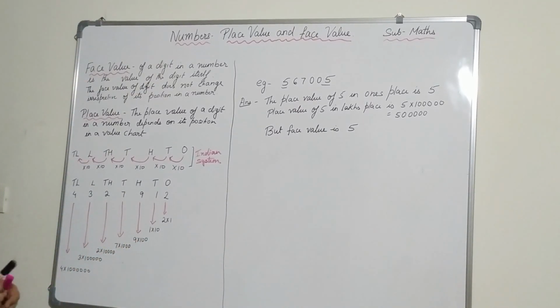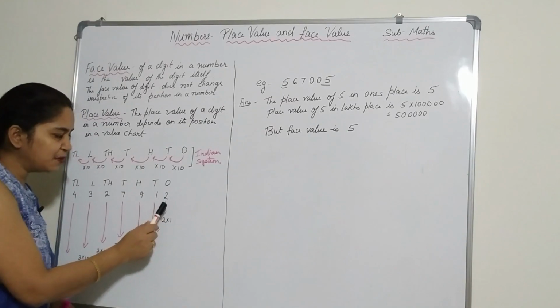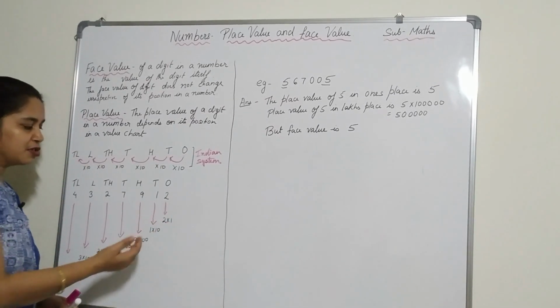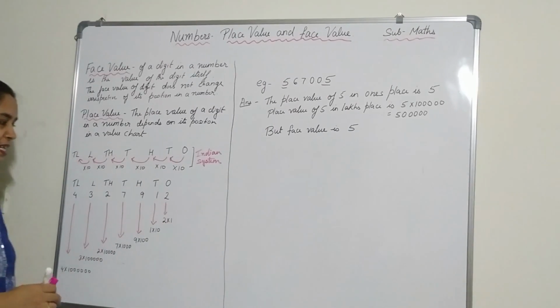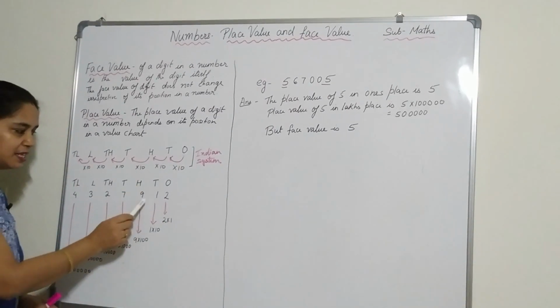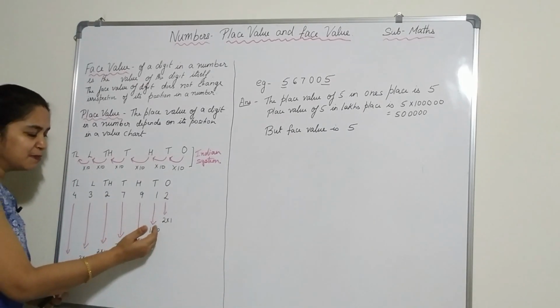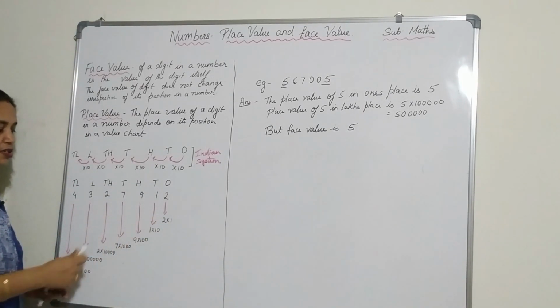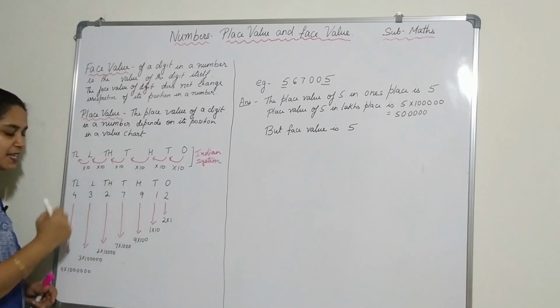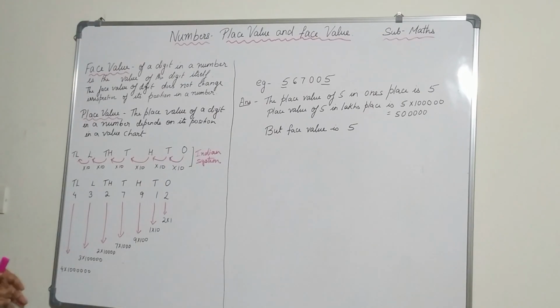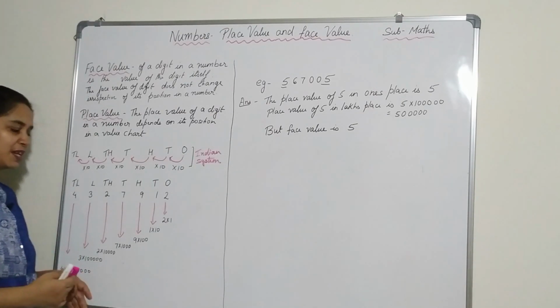So what happens? In the ones place, 2 is there, so there is nothing more to multiply: 2 into 1. In the tens place, 1 is there, so we multiply 1 into 10. In the 100 place, 9 is there, so 9 into 100, like this. However many places there are, we have to put that many zeros.